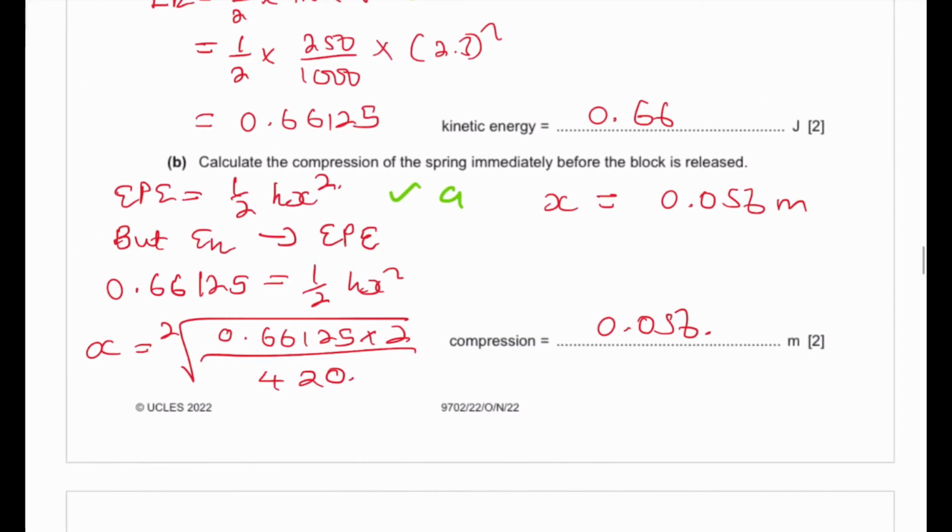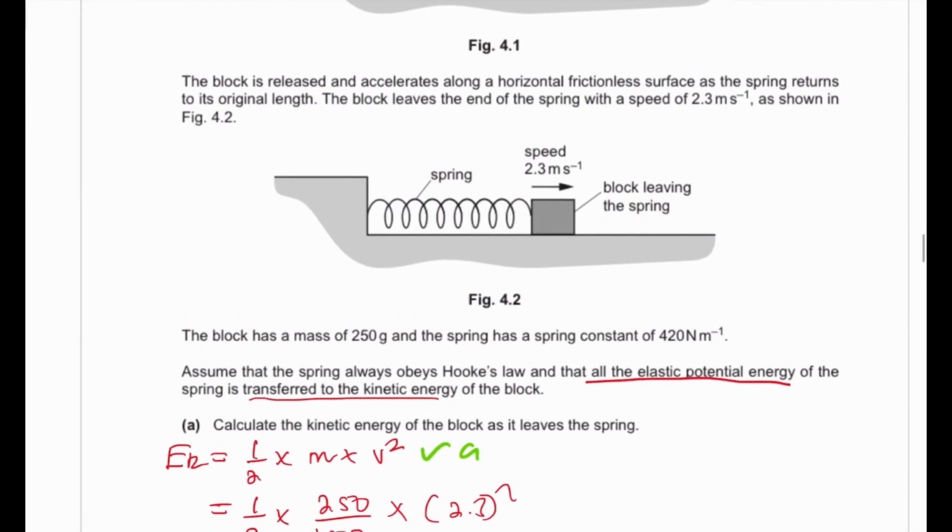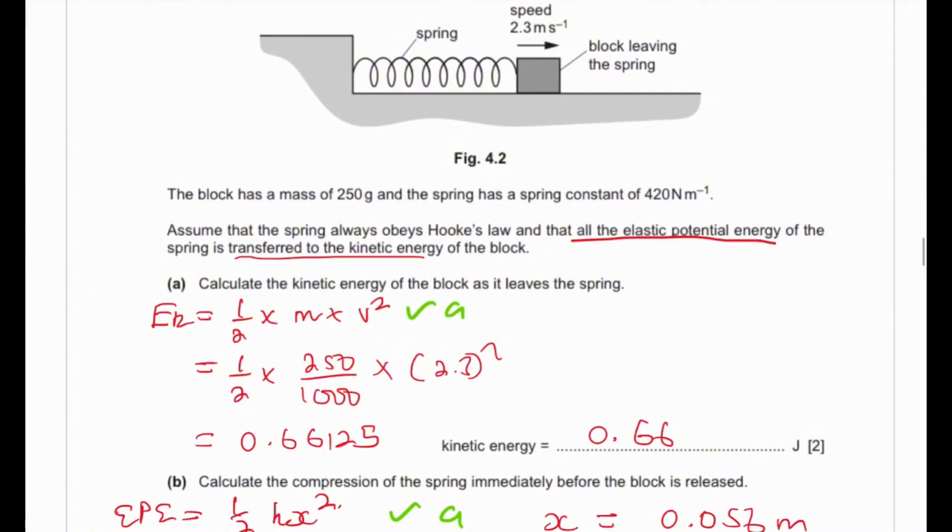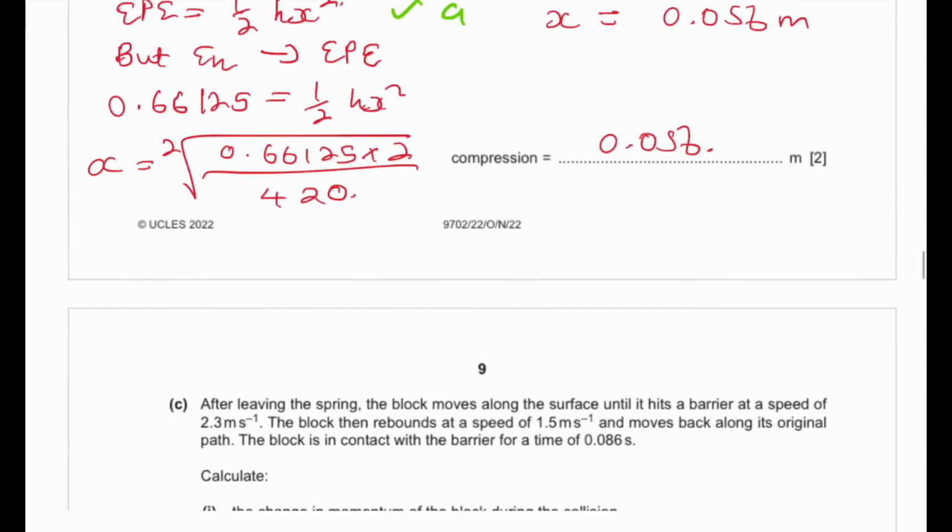So just use the information they've given you. Physics questions are very much connected. They rely on information that they've given you. They've already told you that all the elastic potential energy is transferred to the kinetic energy. Always ask yourself, why did they ask me for the kinetic energy in the beginning? Maybe I'll use that later. And you have used it in part B. Okay, so let's go to part C.